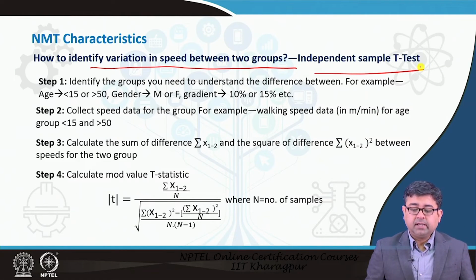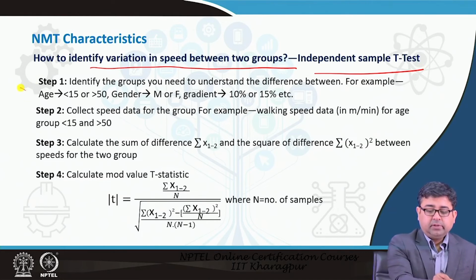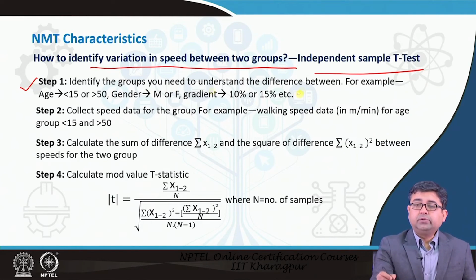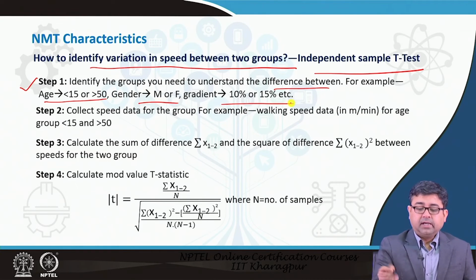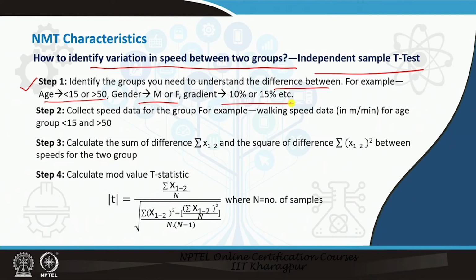Okay. So, how do we do that? First, you need to identify the groups for which you are testing for the difference. For example, are you testing for difference between the speeds of different ages of people, or gender, or gradient. So, identify your groups. Next, you have to collect speed data for that group, right. Sample speed data you need to collect for the two groups for which you are trying to find the statistically significant difference.